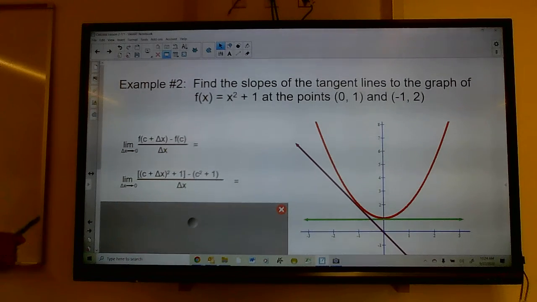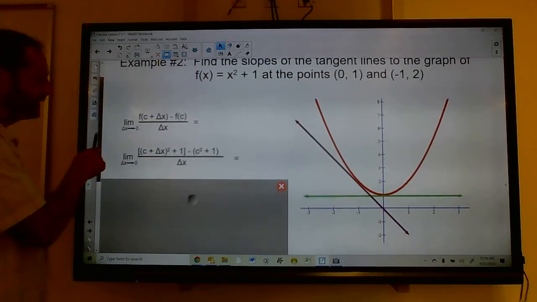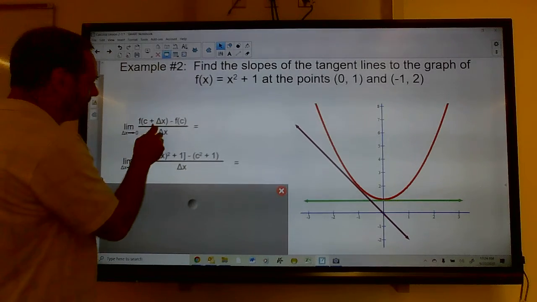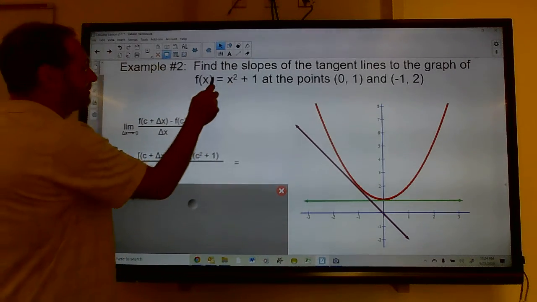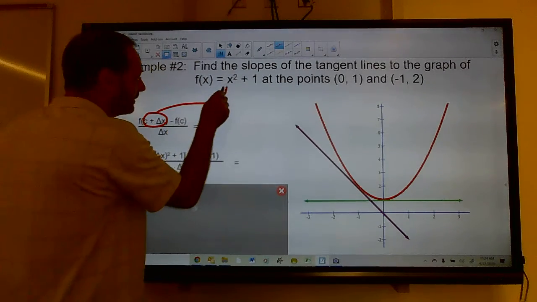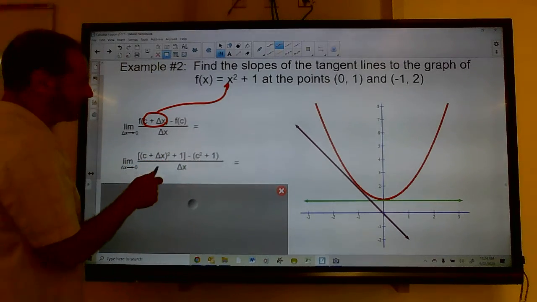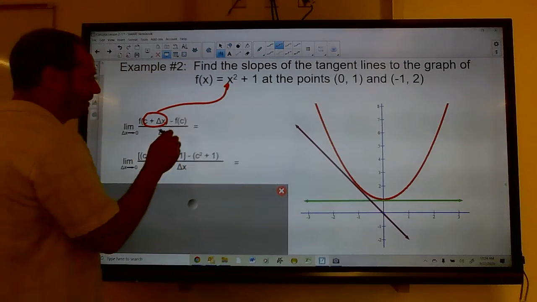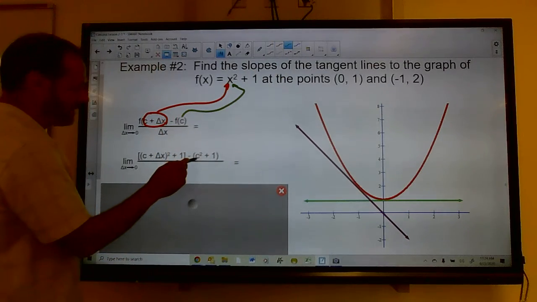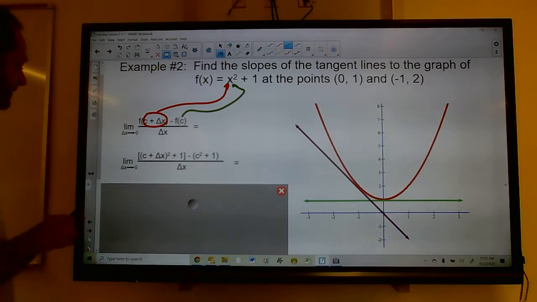The limit as delta x goes to 0 of f of c plus delta x minus f of c, divided by delta x. So I'm going to take this stuff right here, and I'm going to plug it into this equation. So that stuff goes in here, and I get c plus delta x squared plus 1 minus, now I'm going to take c and plug it into there, and I'm going to get c squared plus 1, divided by delta x.